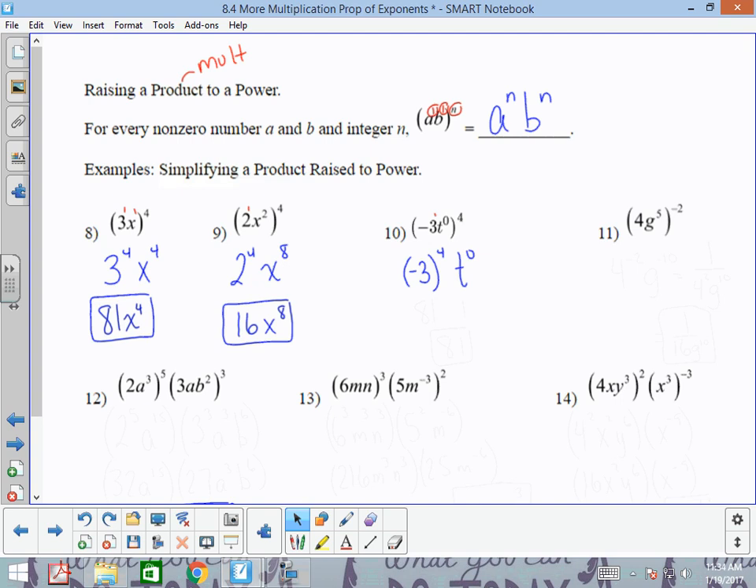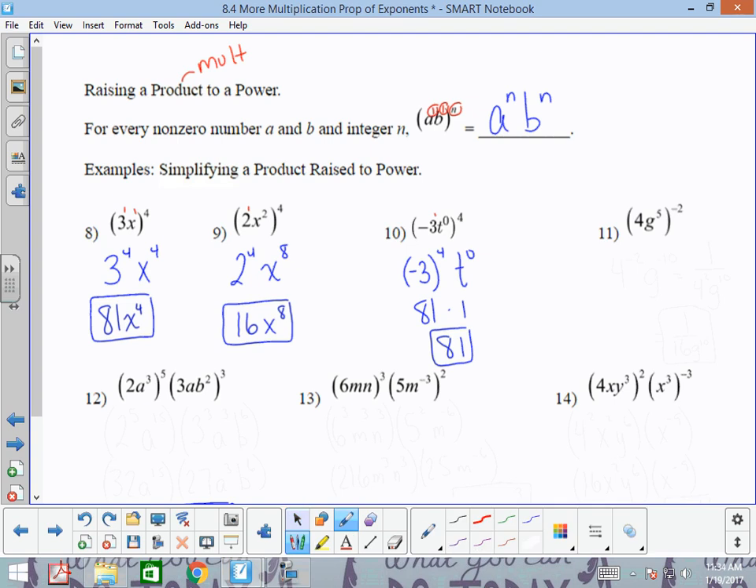T is 0 to the 0 power. 0 times 4 is 0. So this is 81 times 1, which is just 81. Negative 3 in parentheses to the 4th power is 81. T to the 0 is 1. So 81 times 1 is 81. Okay?